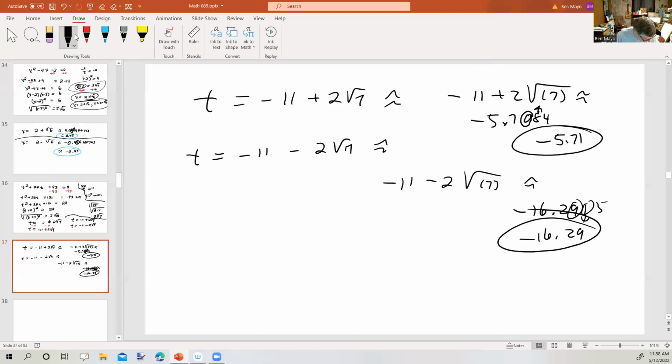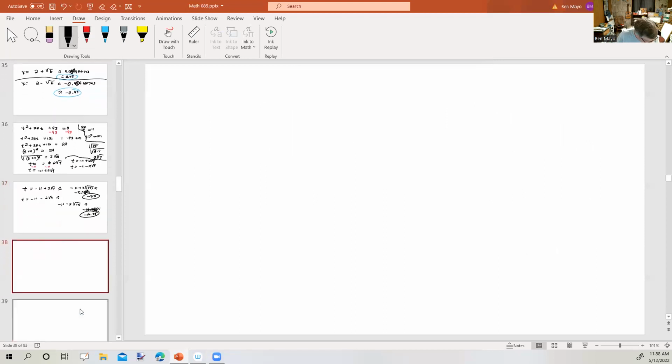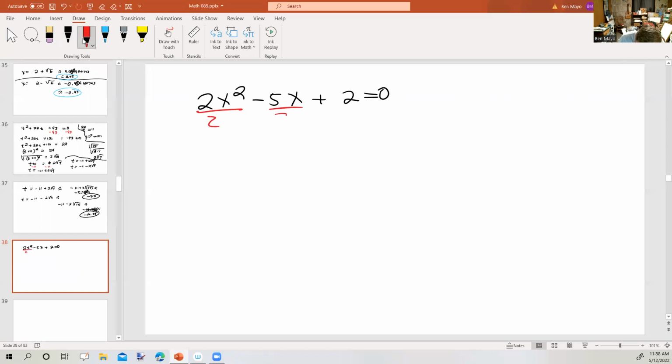Yes. All right. Now, we've been looking at problems where the leading coefficient was a 1. Now it's not going to be a 1. It's going to be something else. So what we need to do is make that leading coefficient a 1. Our first move is going to be to divide everybody by whatever that number is.